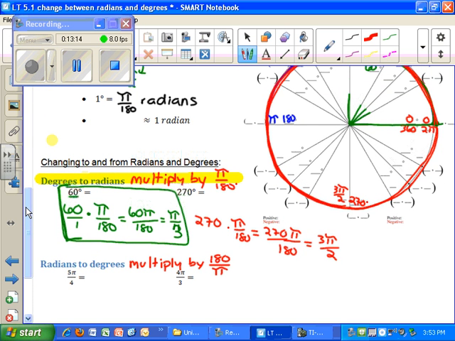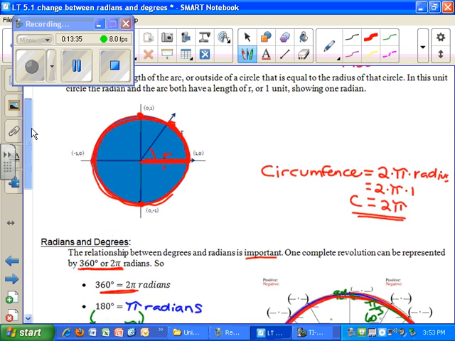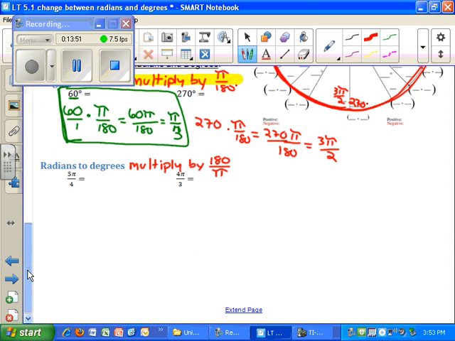So for example, if we know we have 1 radian, and we want to figure out how many degrees that is, we'll multiply 1 by 180 over pi, and we get an answer that is approximately 57.3 degrees. And if you look back at the drawing at the top, where we said that that 1 radian was the same length as the radius, I think that looks about reasonable. That would be about 57 degrees. So 1 radian is approximately 57.3 degrees.